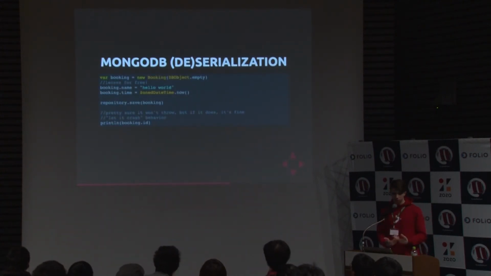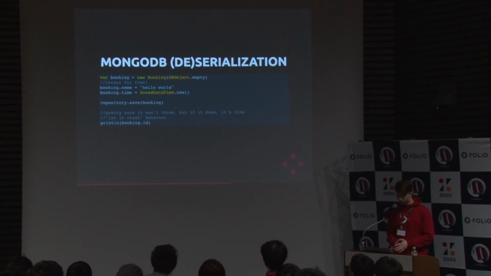So now to save a booking like this, we would create a new booking with a new DB object. And now we have lenses for free. We don't need to use the copy method or any lens-based library. We can modify the fields in a very simple way. Just call .name equals hello world, or .time equals .time now. So now we can save our newly created booking to the repository.